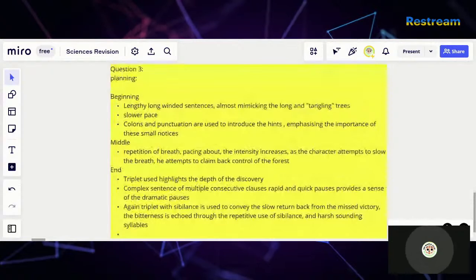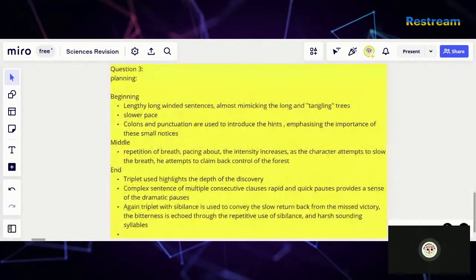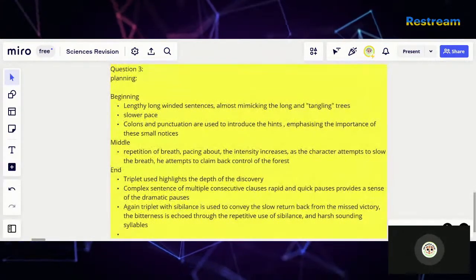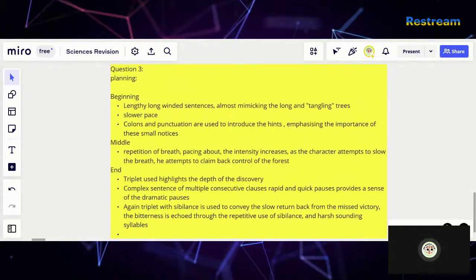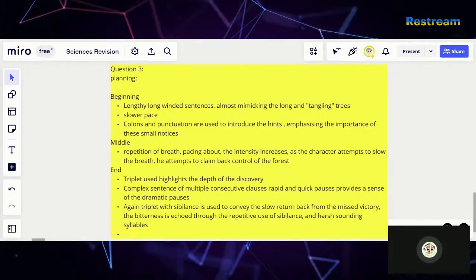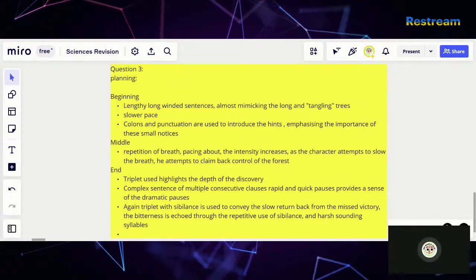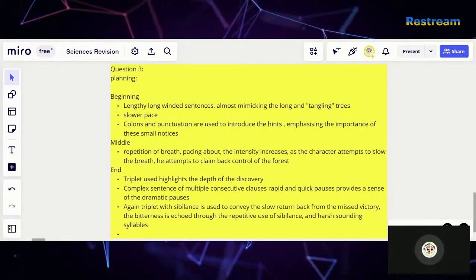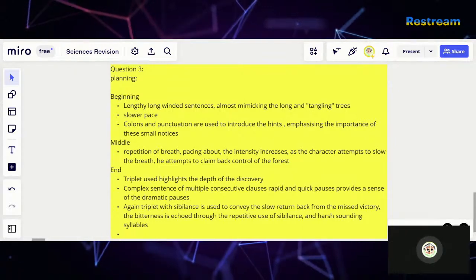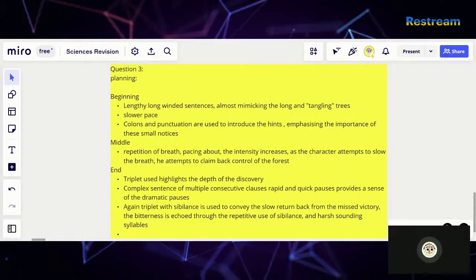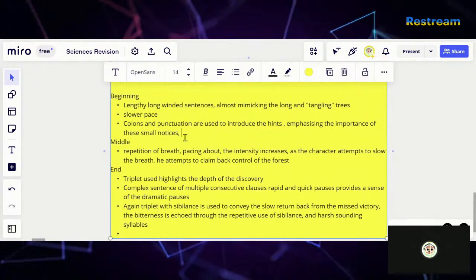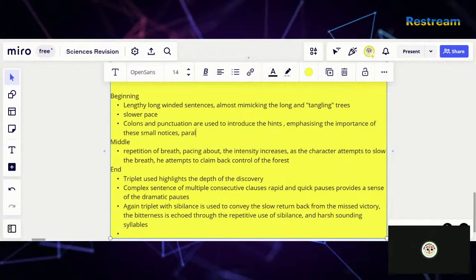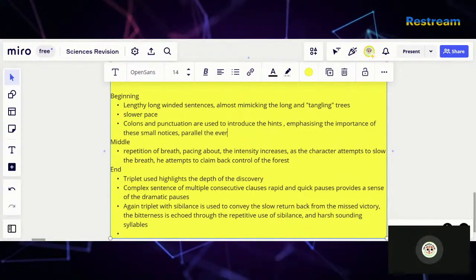So I said that in the beginning, there are lengthy, long-winded sentences, almost mimicking the long entangling trees. There's a very slow pace, and there's a lot of excessive vocabulary used. There's colons and punctuation, which are used to introduce the hints in which the main character slowly collects in order to speed up the intensity. So it emphasizes the importance of these small notices, and it can also, again, parallel the ever-growing intensity.